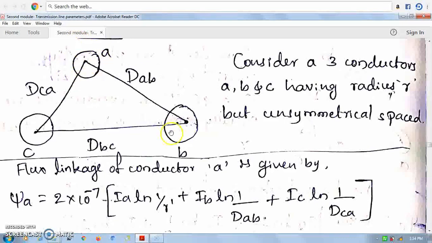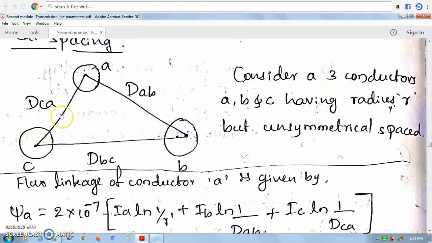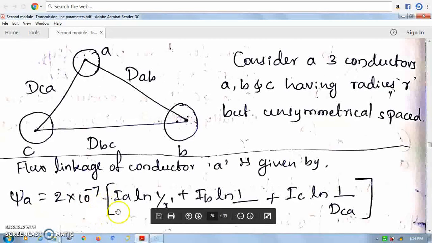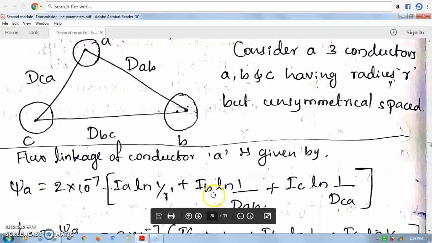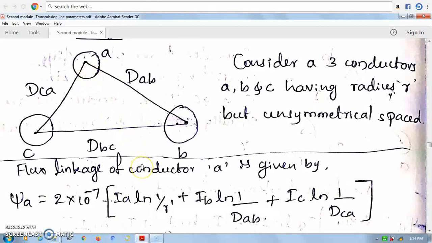Conductor A carries the current IA, conductor B carries the current IB, and conductor C carries the current IC. So IB gives flux on conductor A, and IC at conductor C gives flux on conductor A. Therefore, consider the flux linkage of conductor A, which is equal to 2 into 10 to the power minus 7, taking it common. At conductor A, the current is IA, ln of 1 over R dash, where R dash is the effective radius, plus IB, due to the current IB at conductor B, there is a flux linkage on conductor A.